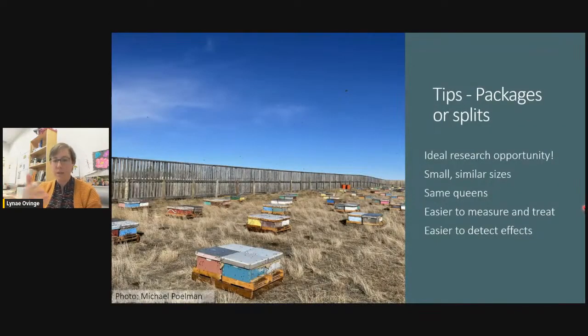Now, I'm going to have another tip here, moving from measurements to tips. Packages or splits. Anytime you're buying packages or making splits, just look if there's an easy research trial you can run with them, because they're small. They start off similar size. Often they'll have the same queens. It's just really easy to do research on them. They're easier to treat, and easier to measure effects. It's just easier to detect the effect of anything in a small hive than in a big booming double. So that's a useful tip.